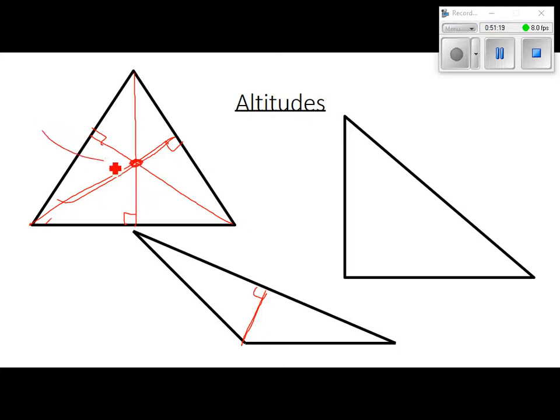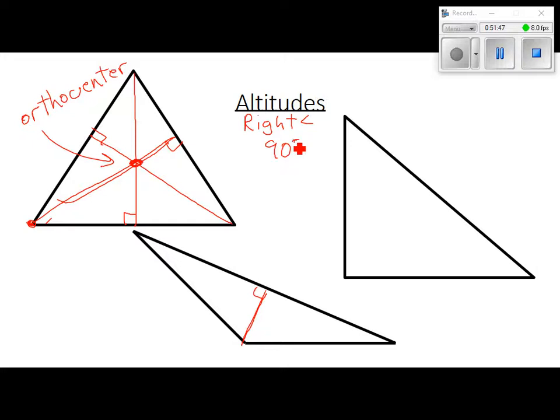Same thing here, comes over, forms a right angle. That point right there, what's that point called again? Orthocenter. You can use your note card to make sure you're making a right angle. Goes from a corner to the opposite side that forms a right angle. So every time you hear altitude, what are some other words you should think of? Right. Right angle.